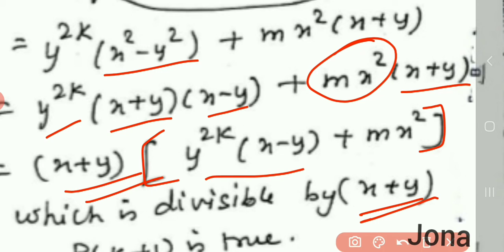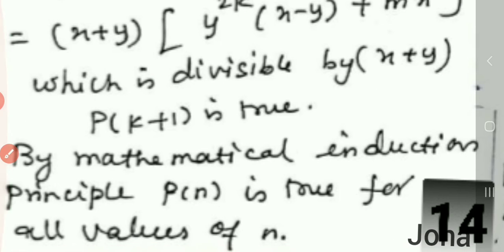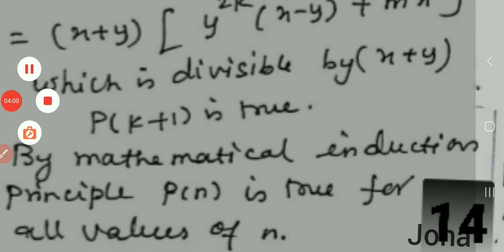Therefore we can conclude this P of k plus 1 is true. Therefore if P of k is true, P of k plus 1 is also true. Therefore by mathematical induction, that principle P of n is true for all values of n.